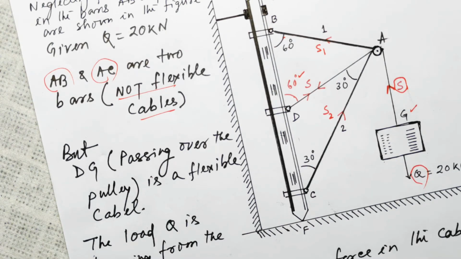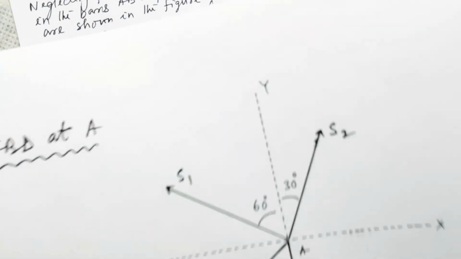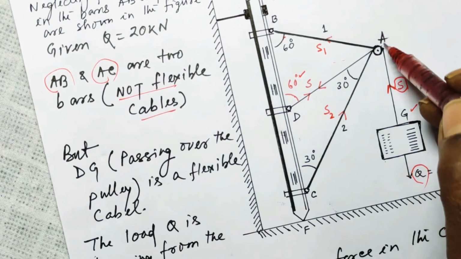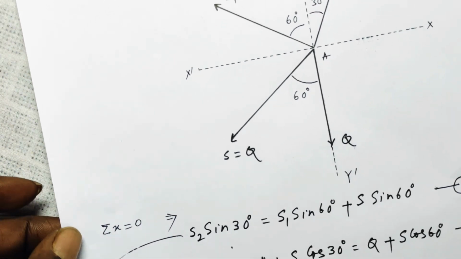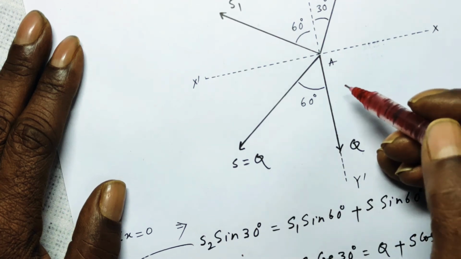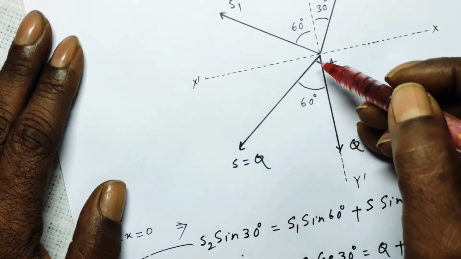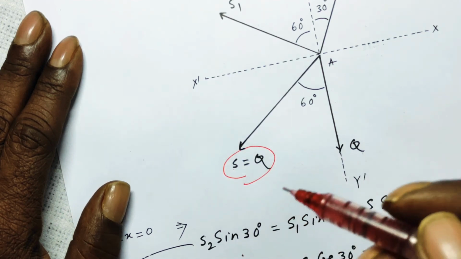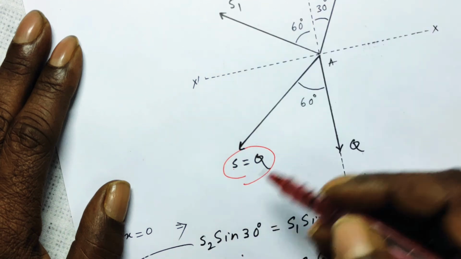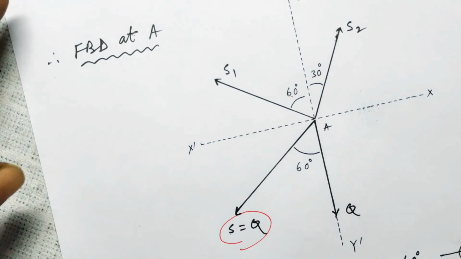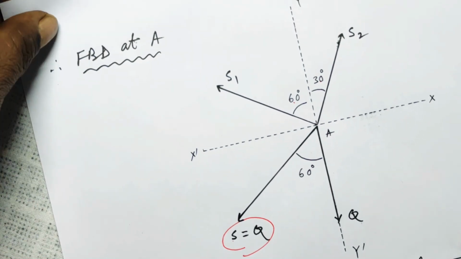Now the free body diagram at point A, by drawing x-axis horizontally like this and y-axis in the direction of Q, the free body diagram is drawn here. And the various angles I just explained, this is the free body diagram at point A, Q, and I just explained how S is equal to Q, because the weight is not falling down. This is your S2, this is your S1, this is 30, 60, 60. Now, this is the free body diagram at A.